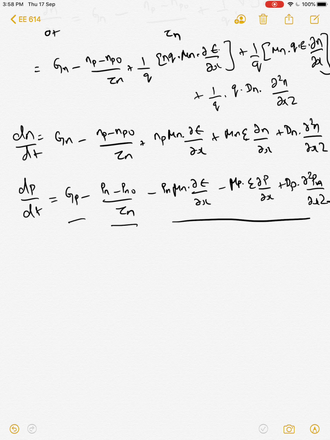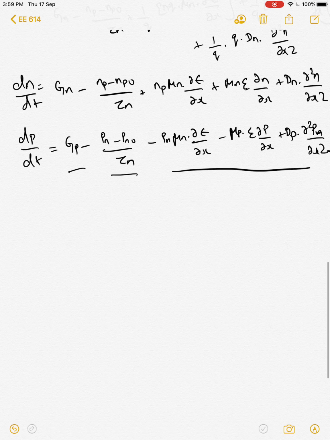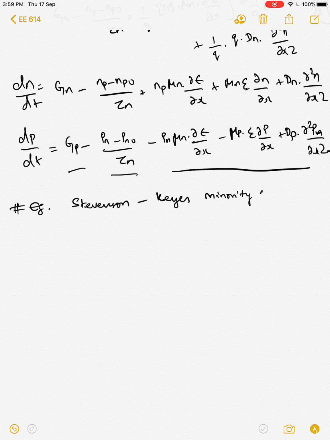So we will see a few examples right now, and then we will go and treat the PN junction in full depth. So our first example is what is called Haynes-Shockley style, the Stevenson's case, a minority carrier lifetime experiment.